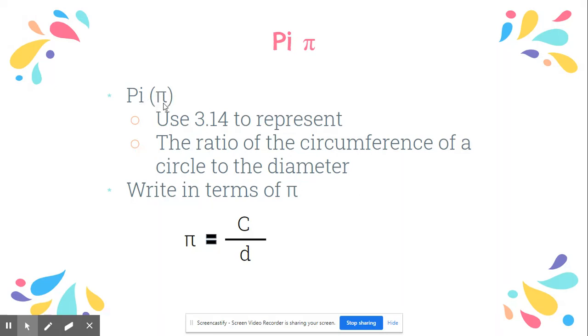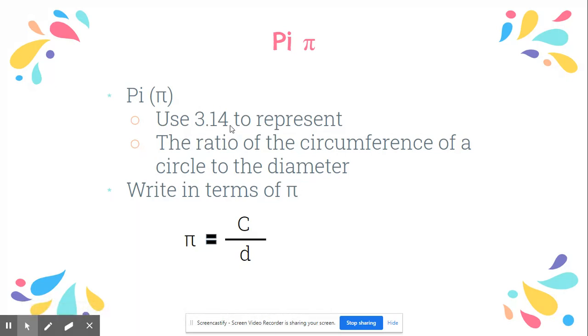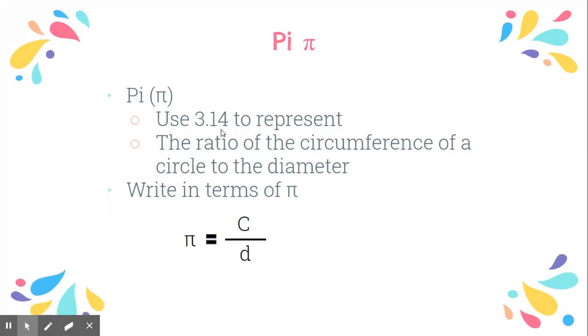That is called pi. So it's a Greek letter, but we use it to represent the ratio of the circumference of a circle to the diameter. Okay, so when we write it out by hand, we use 3.14 to represent it, but pi is an unending number. So it keeps going and going, okay? So there's no end to pi. No one's ever found an end to pi. It just keeps on repeating itself, okay?